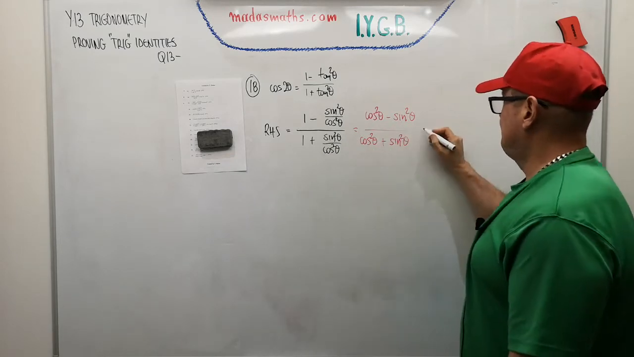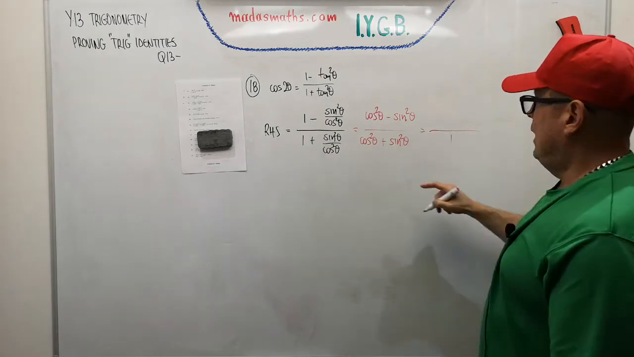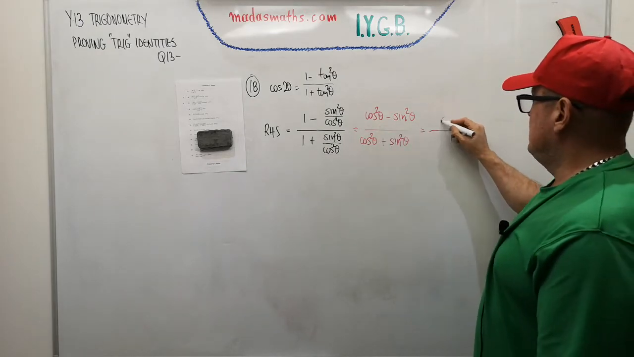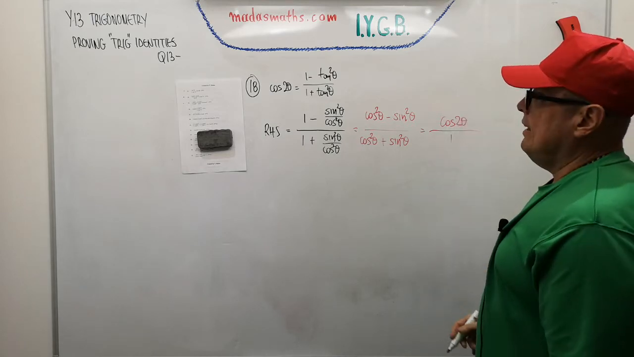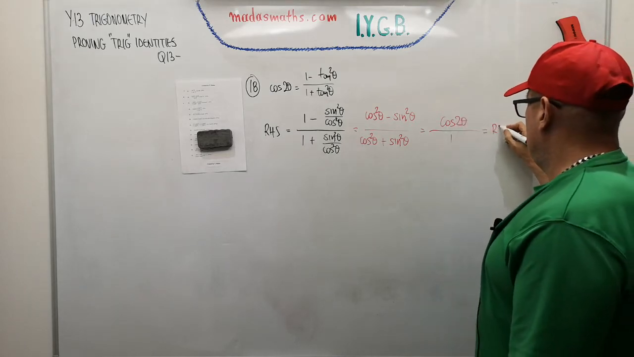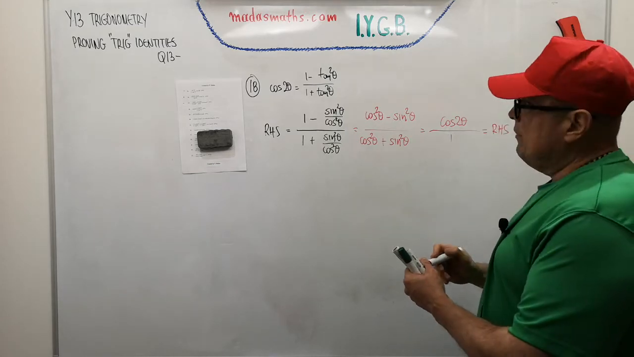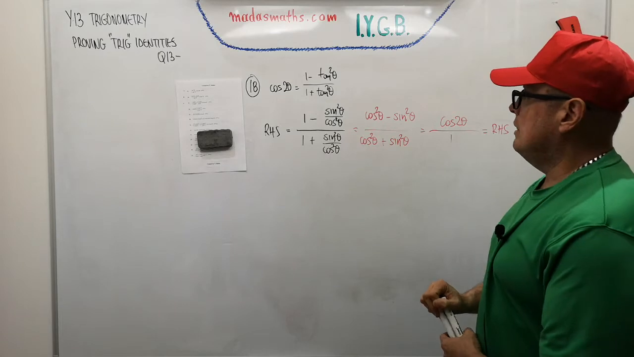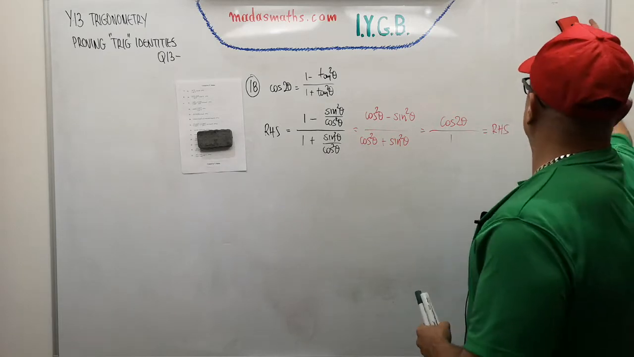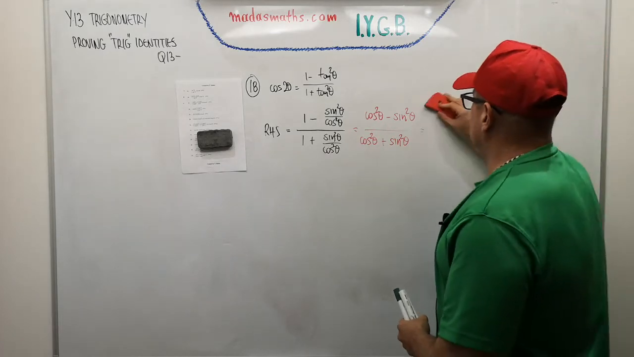This is one identity, and this is also an identity, which of course is the cos of 2 theta. Nothing else to say, it's equal to RHS. Okay, it looks very scary when you first look at this, but how many lines is that? 2 or 3 lines. It's all done. Okay, so question 18 finished.